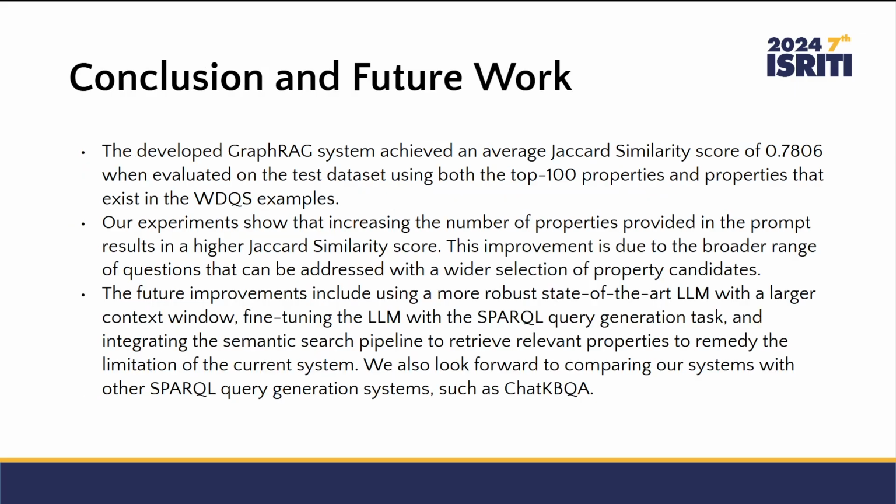So our experiments show that increasing the number of properties provided in the prompt results in a higher Jaccard similarity score. This improvement is due to the broader range of questions that can be addressed with a wider selection of property candidates. The future improvements include using a more robust state-of-the-art large language model with a larger context window, fine-tuning the large language model on the SPARQL query generation task, and integrating additional components, for example a semantic search pipeline to retrieve relevant properties instead of just passing all the properties into the prompt, which is not scalable at all.